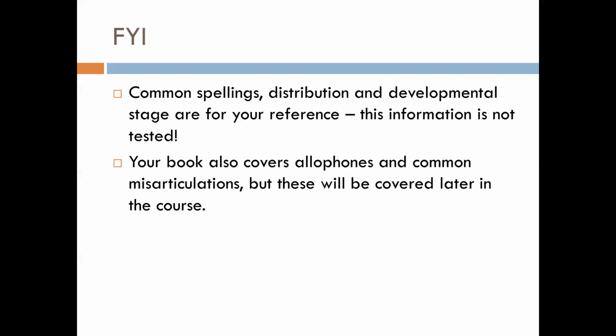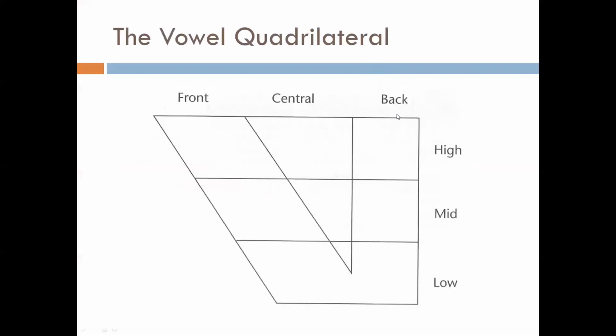And the developmental stage is also something that you might find interesting, but not something you'll be tested on. It's something that might help you later on when you're talking about childhood acquisition. But whether a vowel is learned early on or later is not something you need to know. So that's just for your reference. There's other things that you notice in your book that we'll get to later. So they're not included in the notes, but it is in your assigned reading. So just file that away for later. We will talk about that towards the end of the semester.